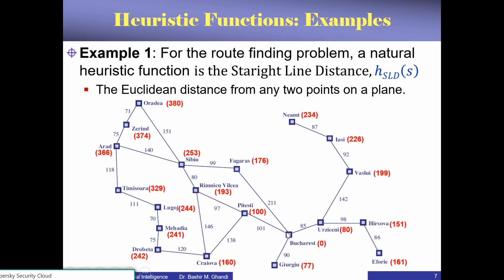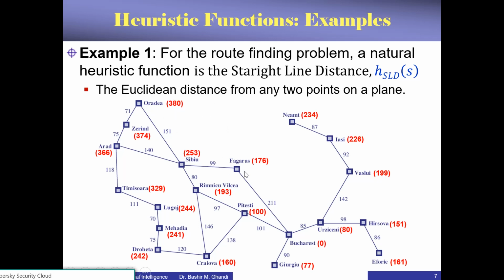You're already there. The test here, because it's near to Bucharest, it costs only 100 kilometers. This is 80. Straight line distance between Iasi and Bucharest is 226. Okay, and so on and so forth. So this is just straight line distance. Just measure the distance, ignoring whether there is a road there or not. Okay, so this should give us an idea.